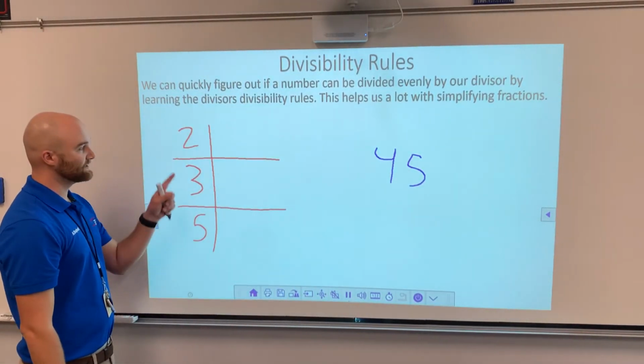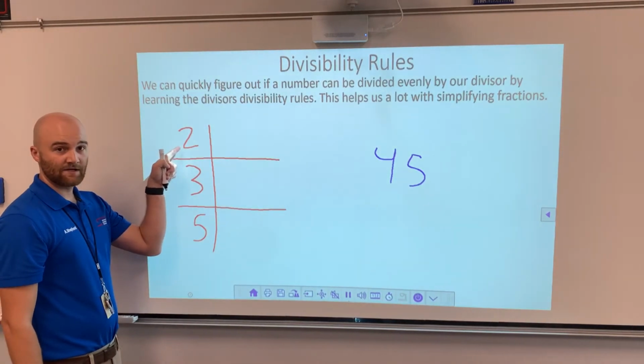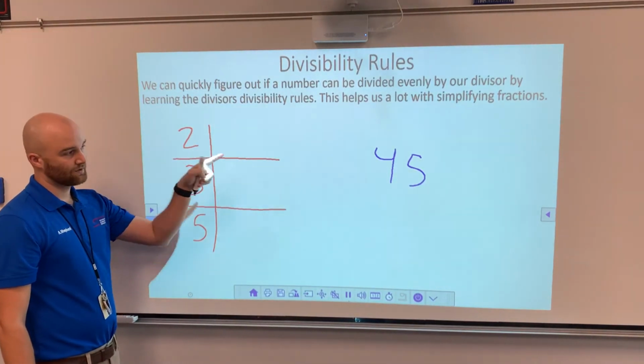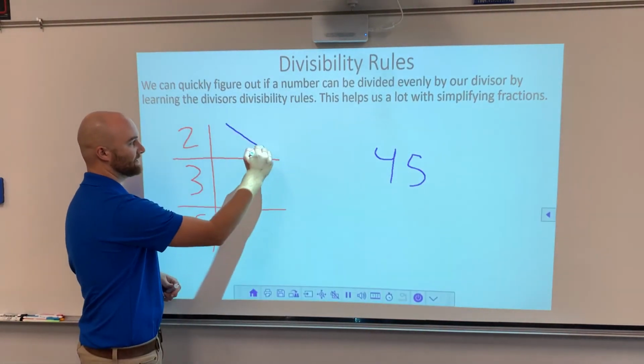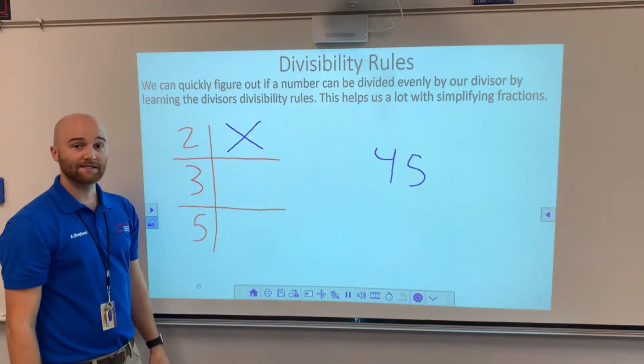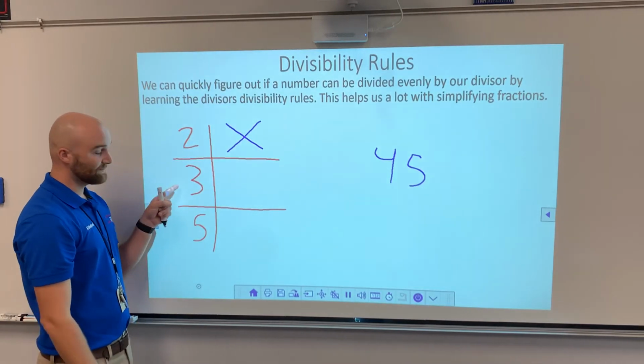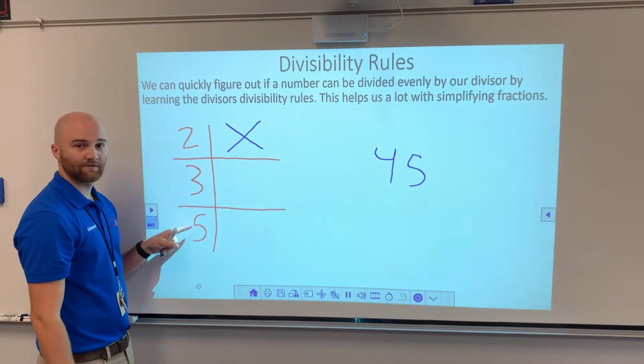The first thing that I do is I look and I see, is it even? Because that's my rule for 2. 45 ends in a 5, which means it's not divisible by 2, because it's not even. We're going to skip 3 for a second. We're going to go down to 5.